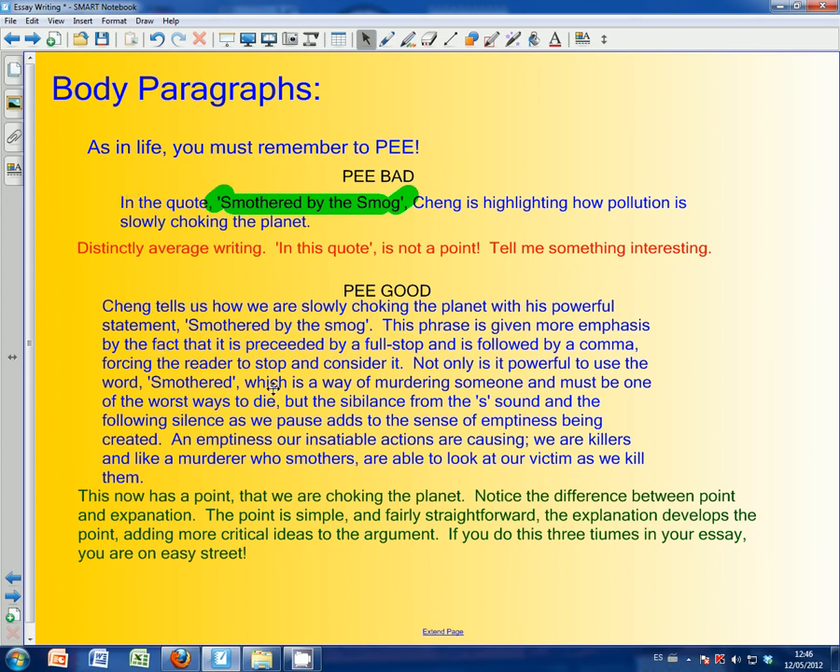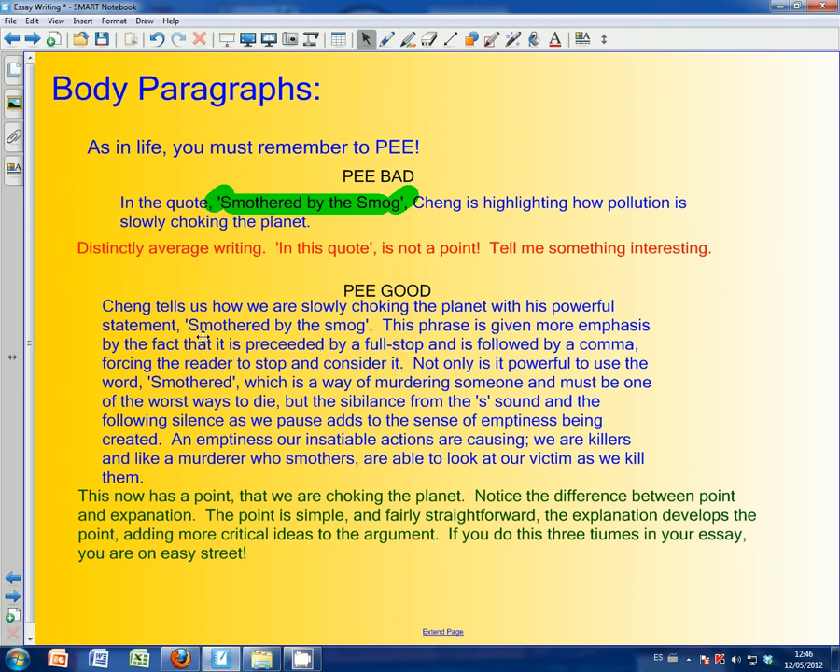So let's have a look at the good example. Here we have a point, which is that he tells us how we're slowly choking the planet with his powerful statement, smothered by the smog, which is the evidence. You'll notice the point is pretty obvious, it's quite basic, and this is now why the explanation or development becomes so important. What you'll see in the explanation is that first of all I explain how this is emphasised by the punctuation either side of it, which makes us pause, makes us stop and think.